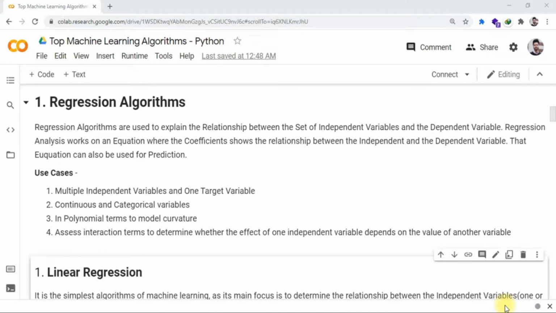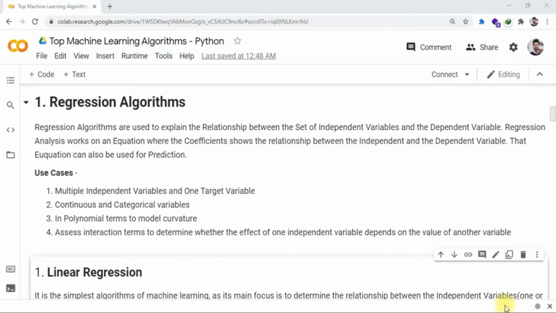So regression analysis works on an equation, like a mathematical equation, which has the coefficients of regression, and that tells us about the relationship between the independent and the dependent variable. Before going into the mathematical section, we have to know which are those cases, or those scenarios, where we use the regression algorithms.